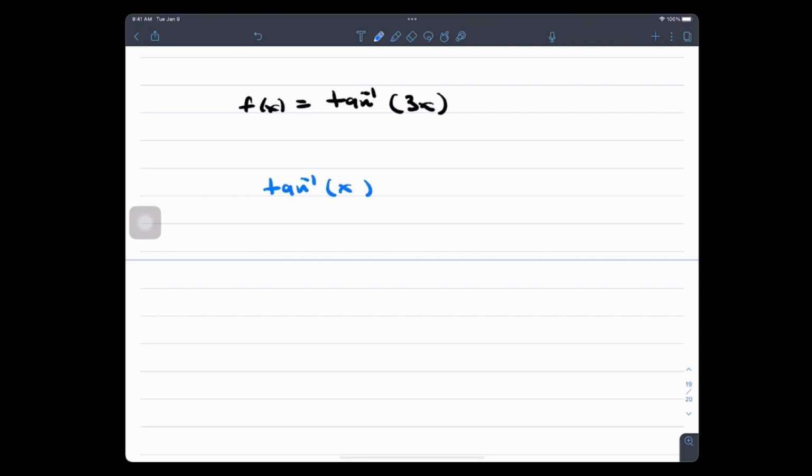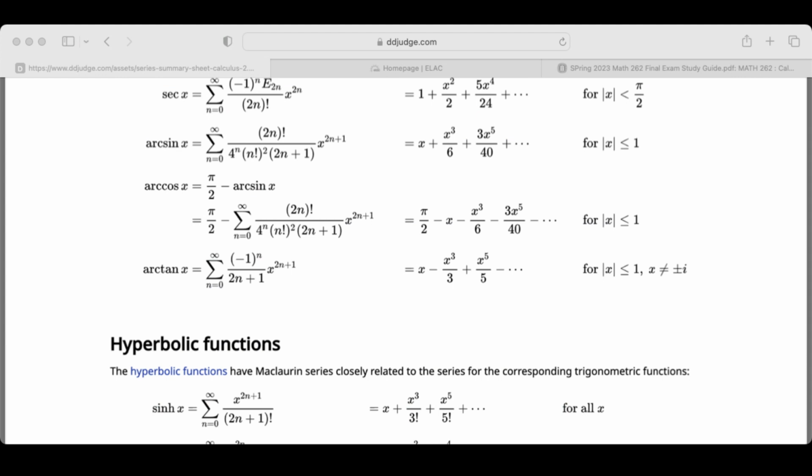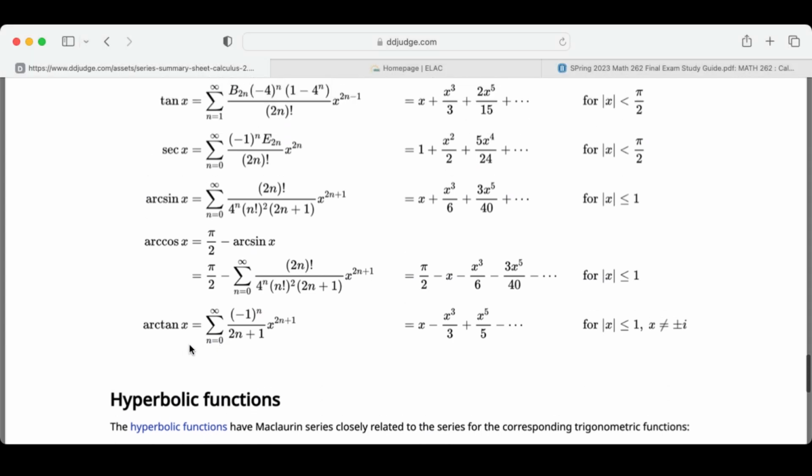I'm just going to say x here, okay? And let me go back and remind you guys, we derived it. It's in the notes. Here's inverse tangent. If you guys remember, it's the last one. Sum from 0 to infinity, alternating, negative 1 to the n, x to the 2n plus 1 over 2n plus 1. Now remember, this is for the interval where the absolute value of x is less than or equal to 1 for inverse tangent here.